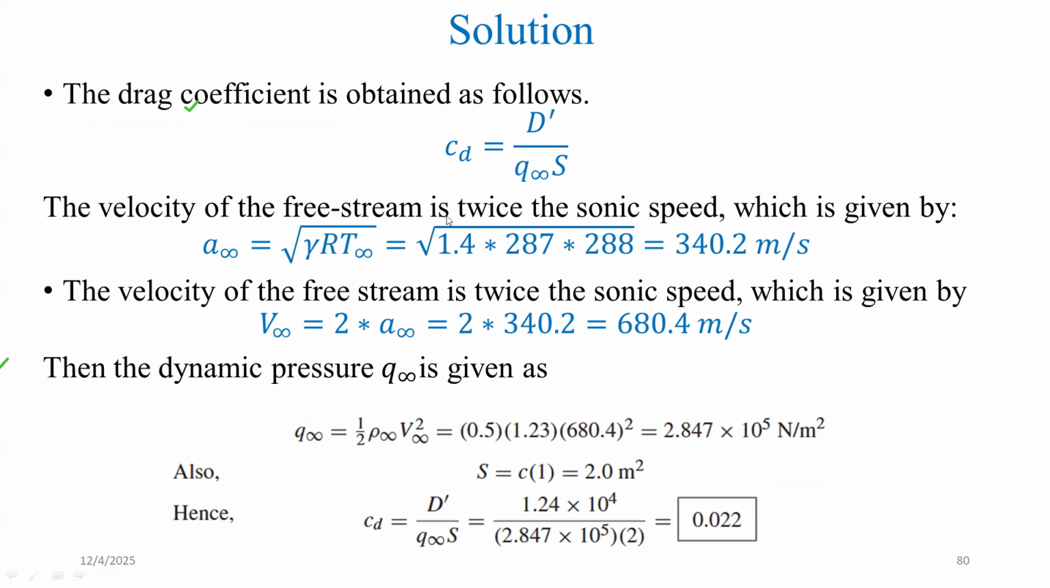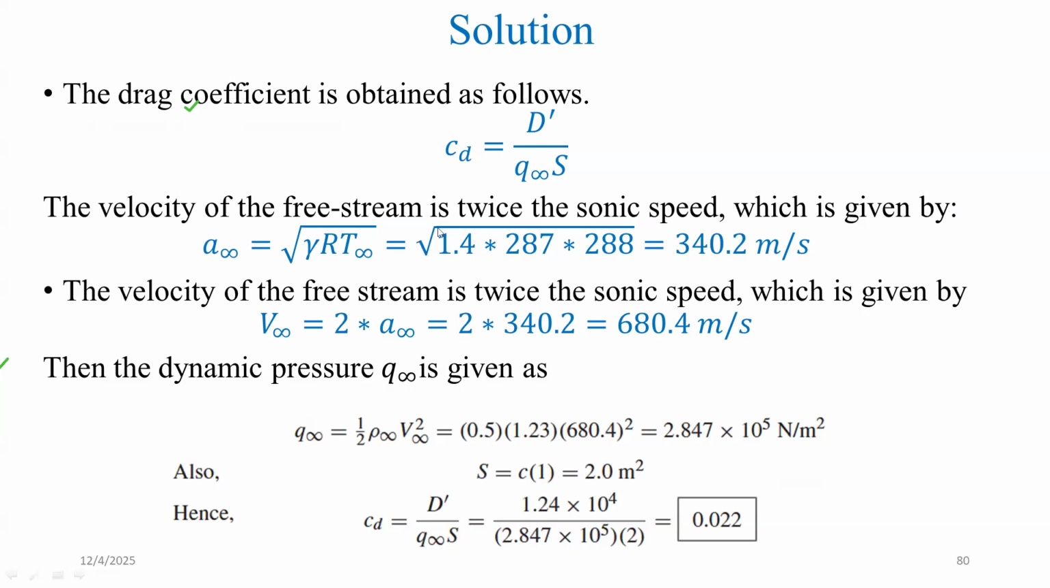So the sound speed is equal to the square root of gamma R T. The temperature is taken as room temperature, which is 288 K. The gas constant R is 287 joule per kilogram Kelvin. And the specific heat ratio gamma is 1.4 for the gas in which we are operating, which is air.